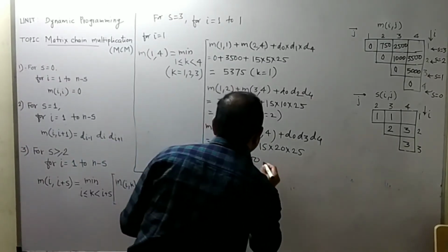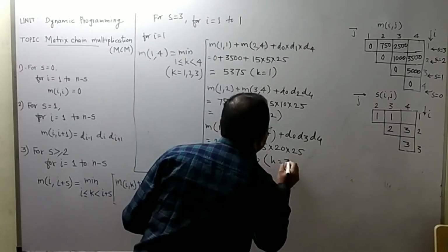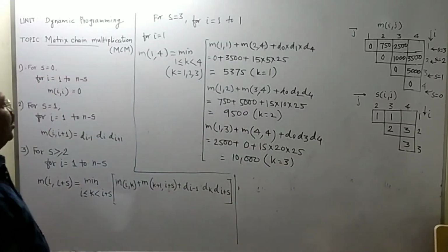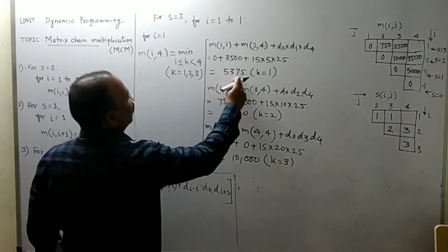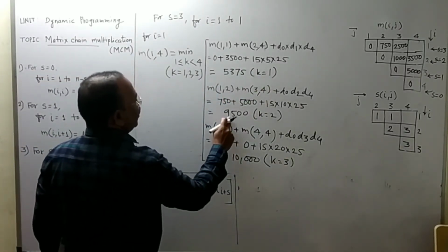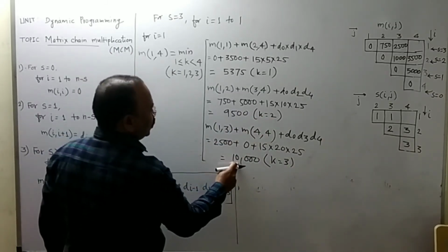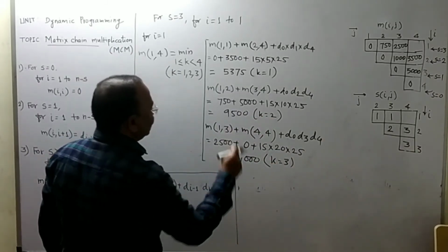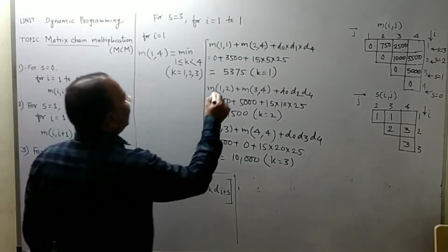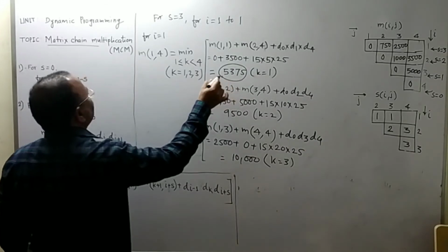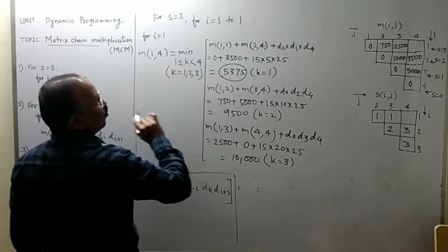This is for k is equal to 3. So in this way we have got three values: 5375 for k is equal to 1, 9500 for k is equal to 2, then 10,000 for k is equal to 3. Out of this, minimum is 5375.